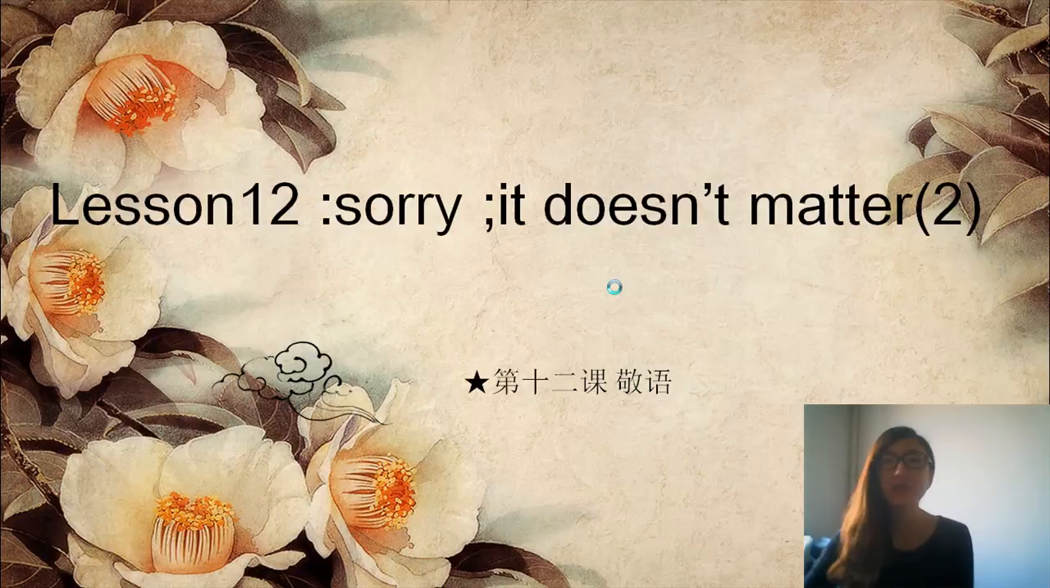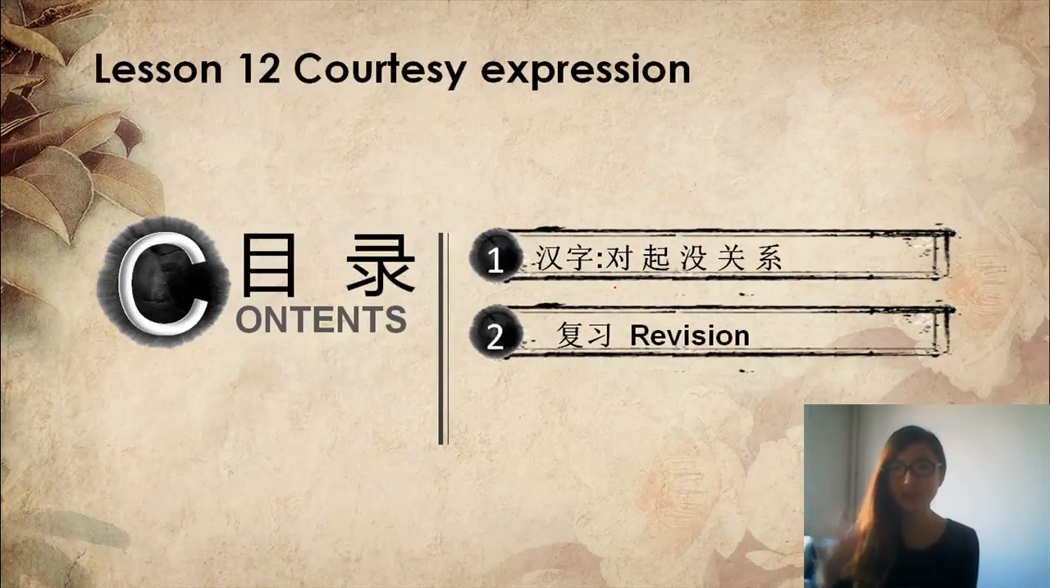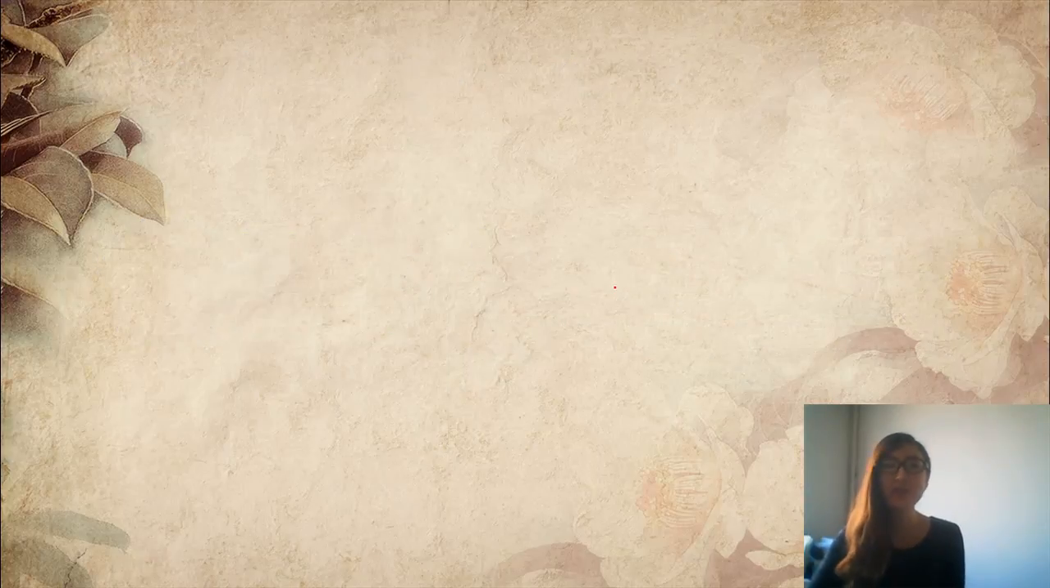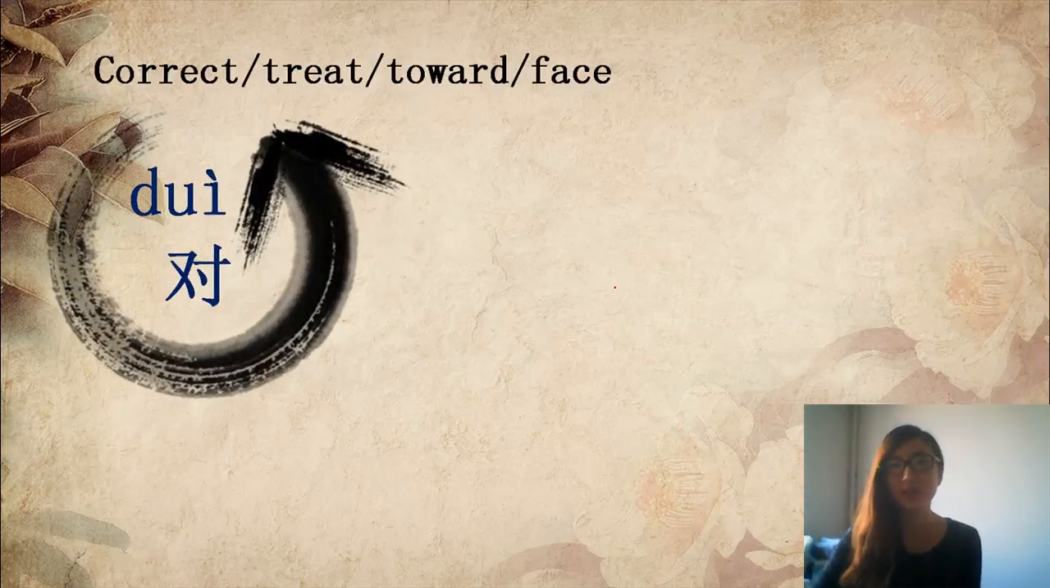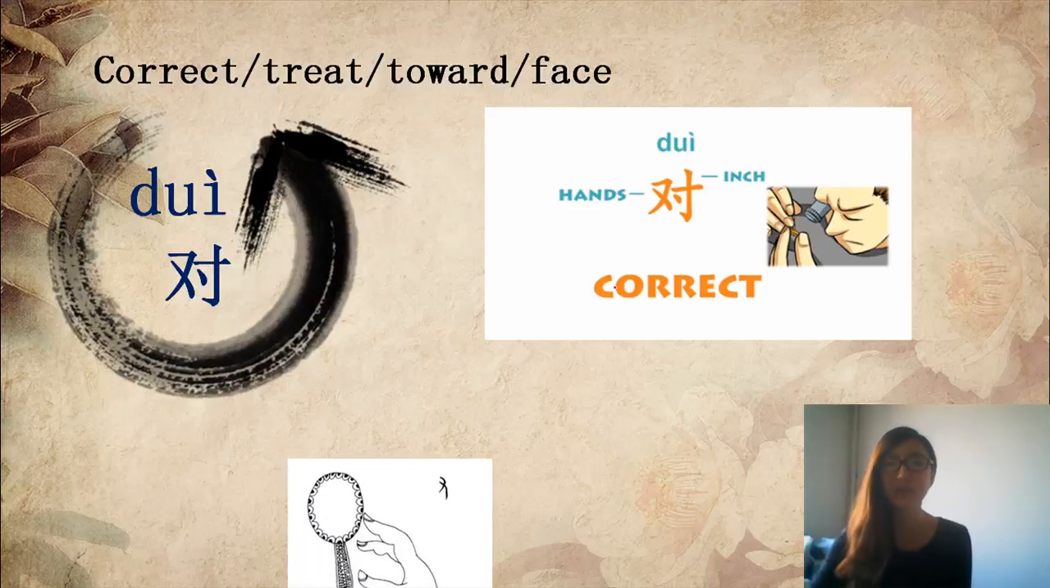Okay. Today we are going to learn 5 Chinese characters. They are 对、起、没、关、系. Okay, let's look at the first character 对. It means correct, treat, toward, face.